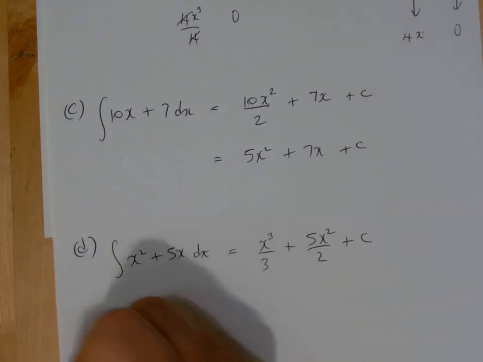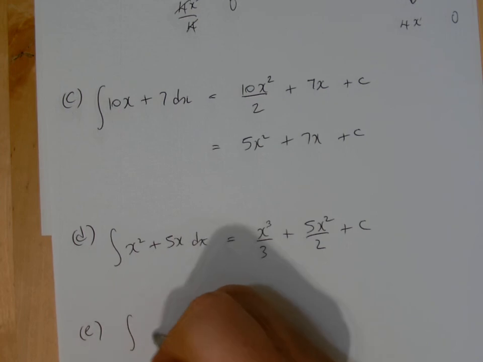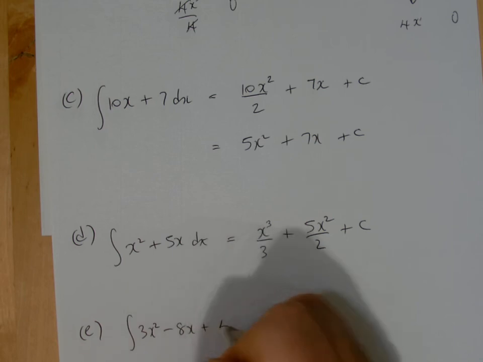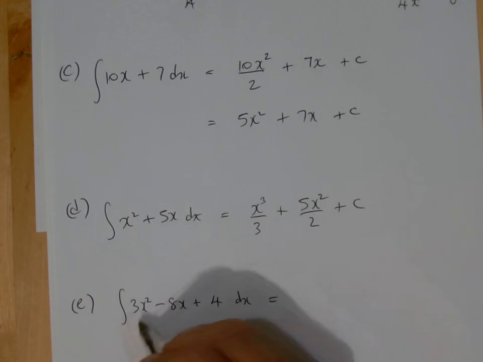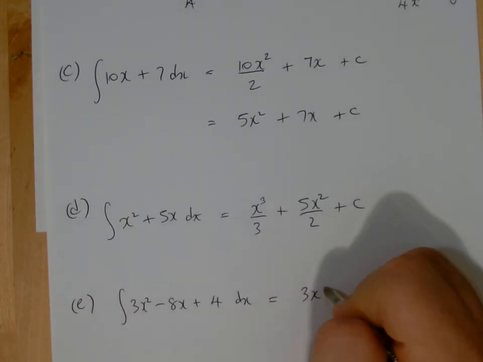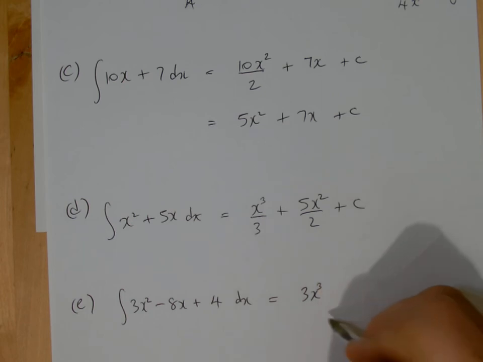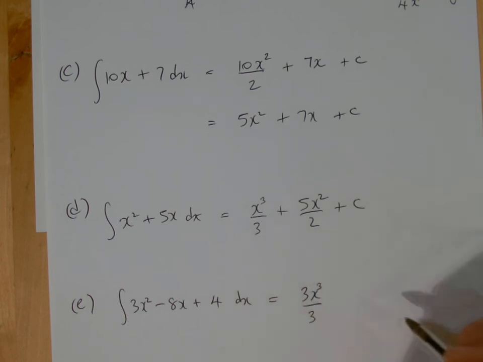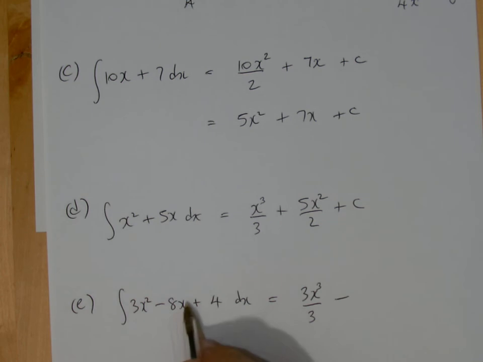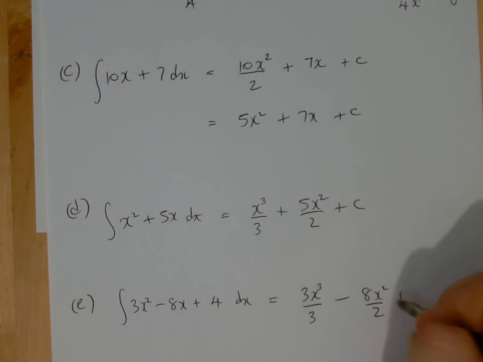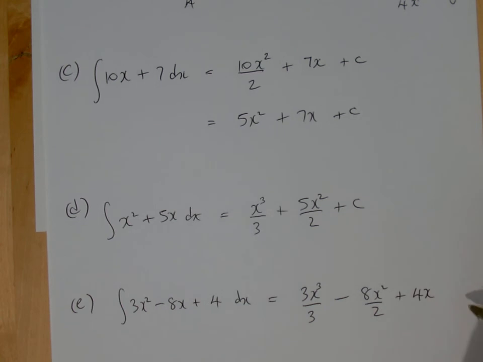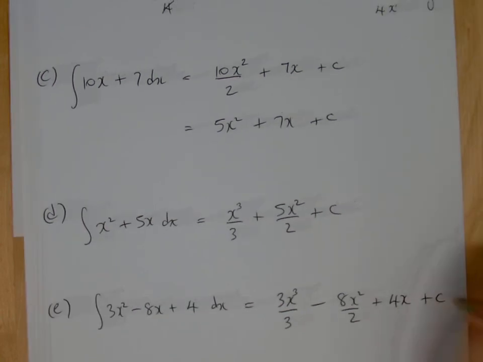Okay, so e then, the integral of 3x squared minus 8x plus 4 with respect to x, so this time 3 terms. 3x squared becomes, add the power on, so you get cubed, divide by that new power, 3. Same then with 8x, add the power on, so you get 8x squared, divide by 2. And then plus 4, remember it's a constant, so when you integrate it, it becomes 4x. And then not forgetting at the end to put a plus c on.